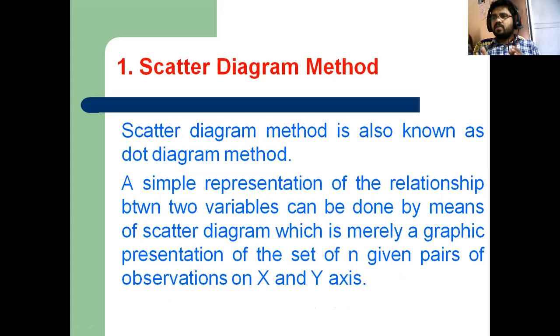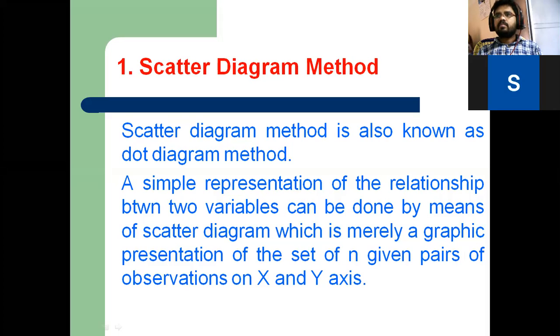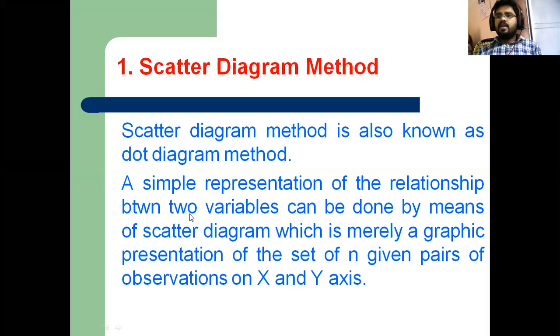When you take the x variable on the x-axis and the y variable on the y-axis, you put the dots. On the basis of the dots only, you will come to know whether any relationship exists or not. So that is a scatter diagram. The scatter diagram is also known as the dot diagram method. A simple representation of the data between the two variables can be done by means of a scatter diagram.